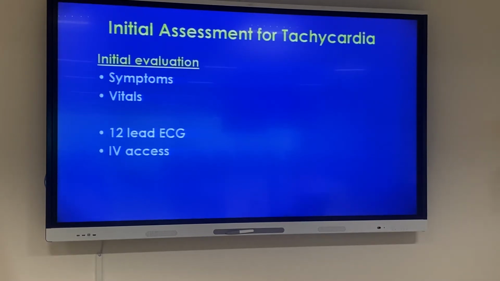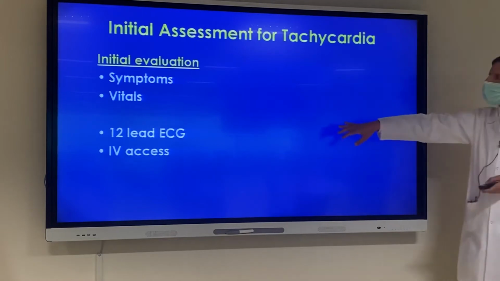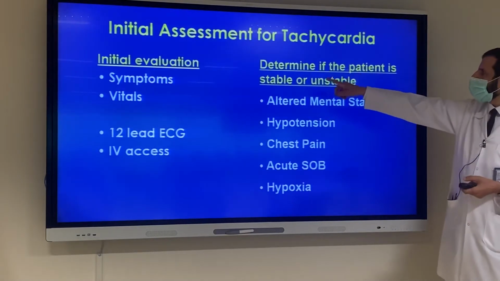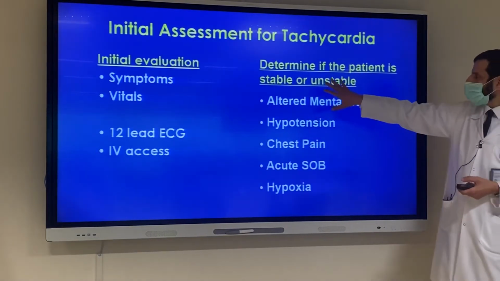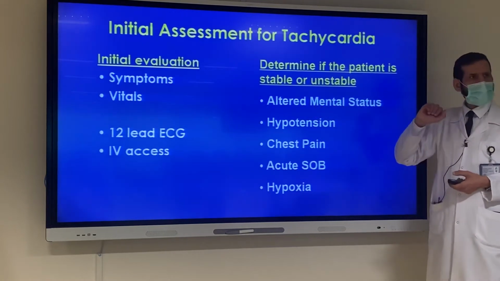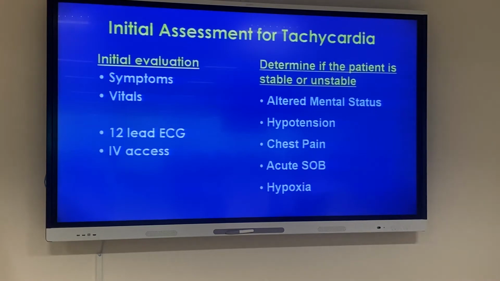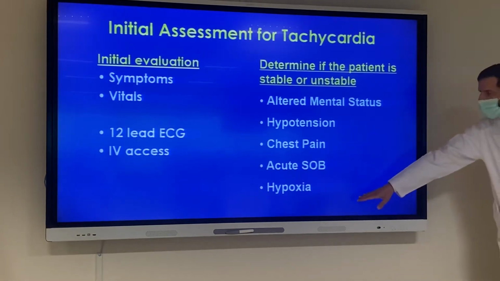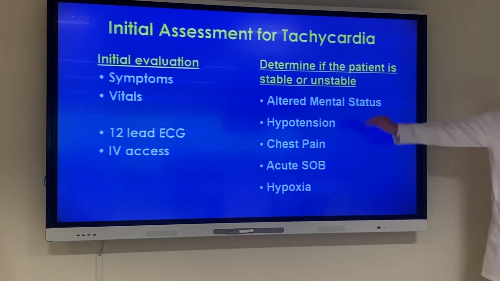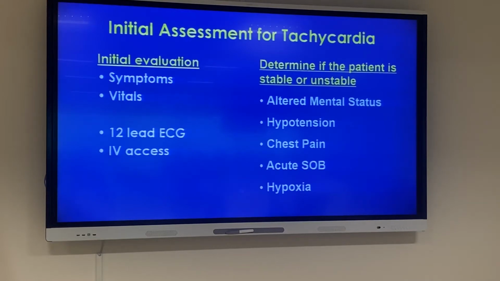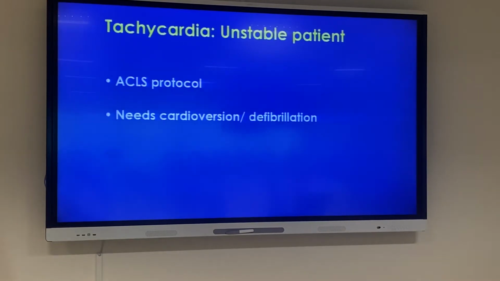Then based on this initial assessment, which should be quick, we determine if the patient is stable or unstable. Unstable patient, if they have altered mental status, if they have hypotension, severe persistent chest pain, or if they have acute shortness of breath, or hypoxia. If one of these is there, we are dealing with an emergency and the patient is unstable. If not, we are dealing with a stable patient and we have time to go to the next step.